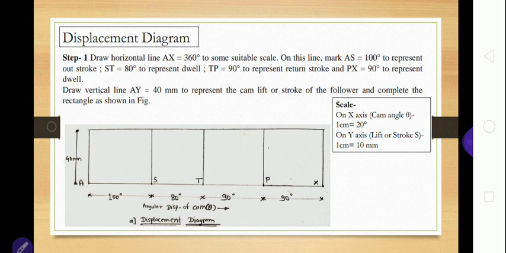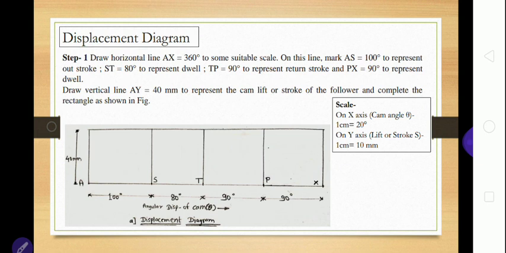Then distance TP, that is the return stroke angle, is given as 90 degree, it will become 4.5 centimeter with the scale. Then distance PX is also 90 degree, with the help of scale it will also become 4.5 centimeter. Therefore we have drawn these AS, ST, TP, PX distances with the help of scale, and we know the stroke given in this problem is equal to 40 mm.